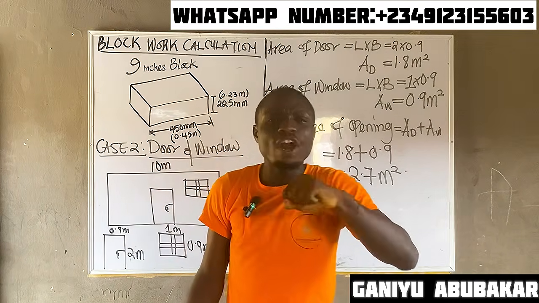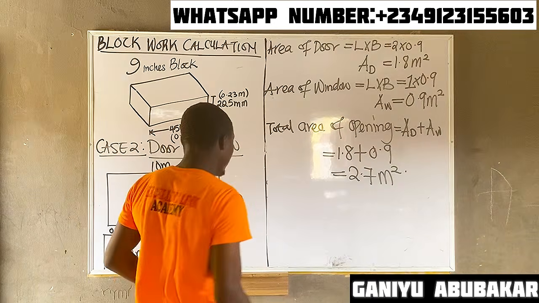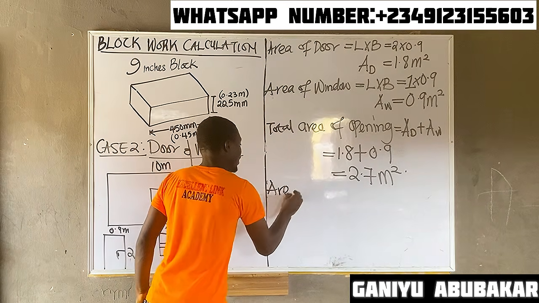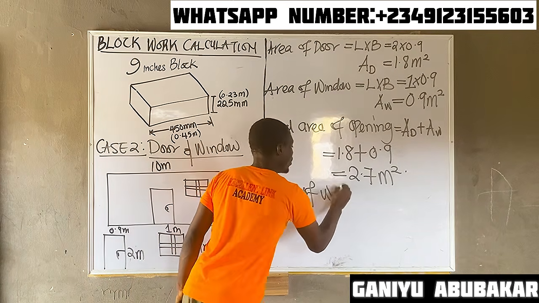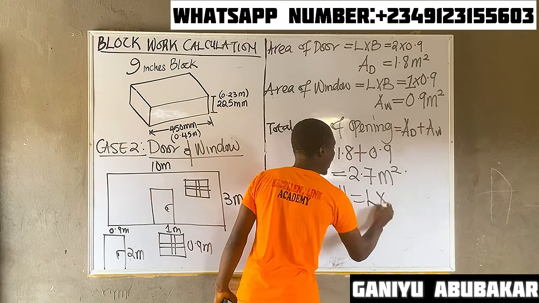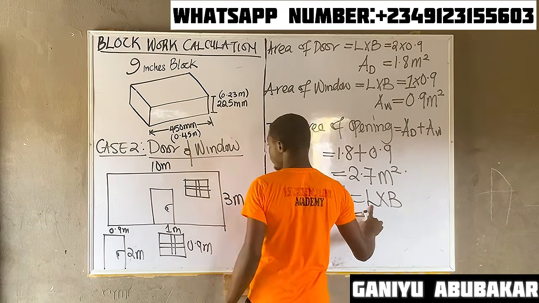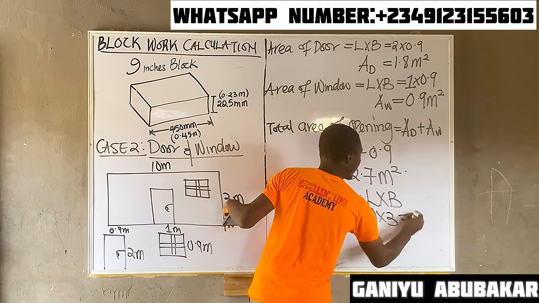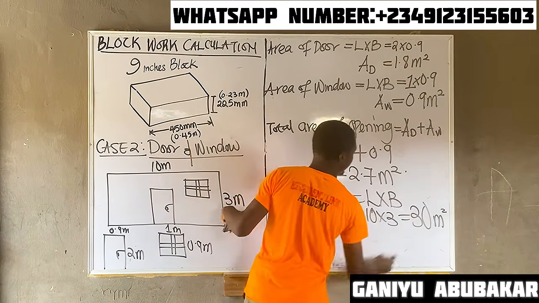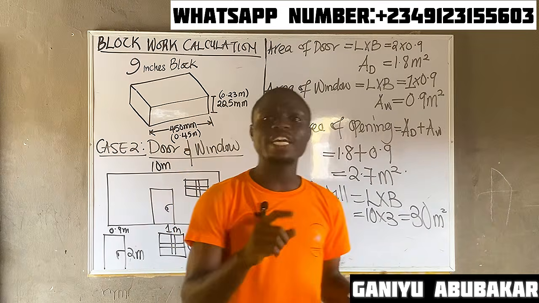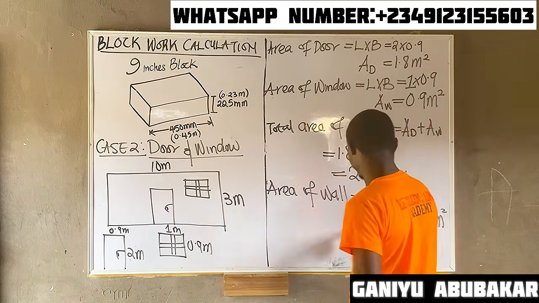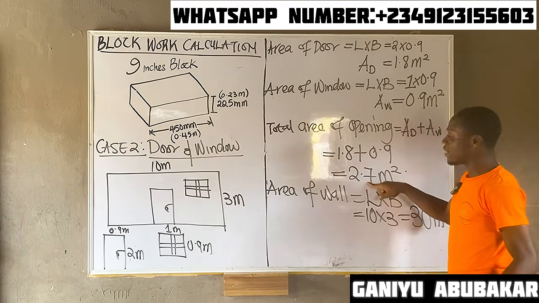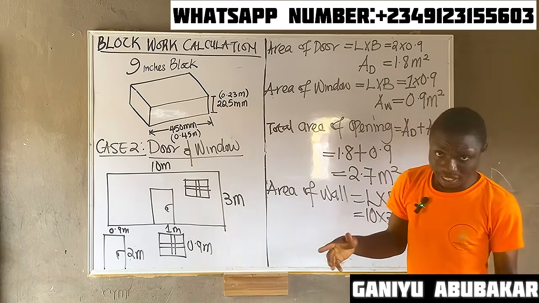I will now look for the area of the wall itself. Area of wall is of course length times breadth of the wall. What's the length of the wall? Length is 10, breadth is of course 3. This gives you 30 meters square. Now I've gotten the area of the wall, so I need to subtract 2.7 from 30 to know what's left.